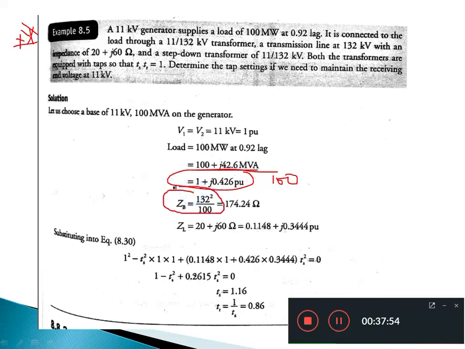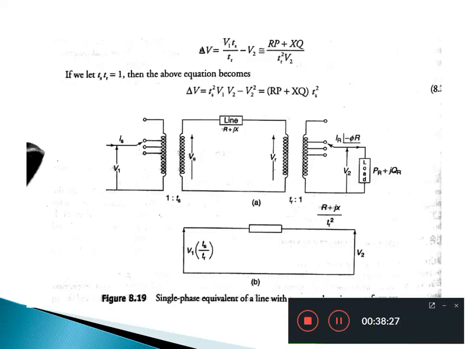Then the conversion of base impedance: kV base squared divided by MVA base. kV base is 132, the secondary voltage of the transformer on the load side. Then the line impedance is given as 20 plus J60, that is the impedance value. Then we substitute in the equation, I squared minus Ts squared into 1 into 1, based on the tap changing transformer equation. This is the equation we are using.